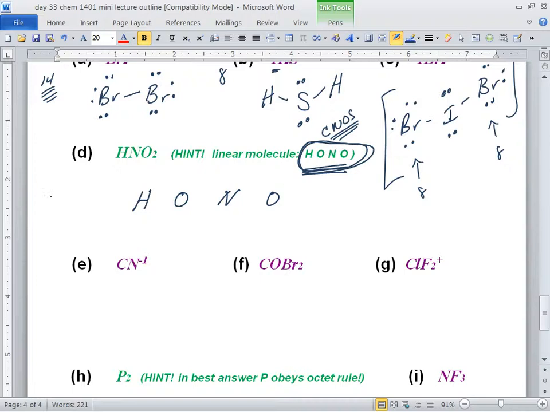How many valence electrons did you guys come up with? Well, each oxygen has 6, right? And then nitrogen has 5, that's 17, plus 1 would be 18. So your final answer should have 18 valence electrons on there. And things like to obey the octet rule, except hydrogen, as far as we know so far.